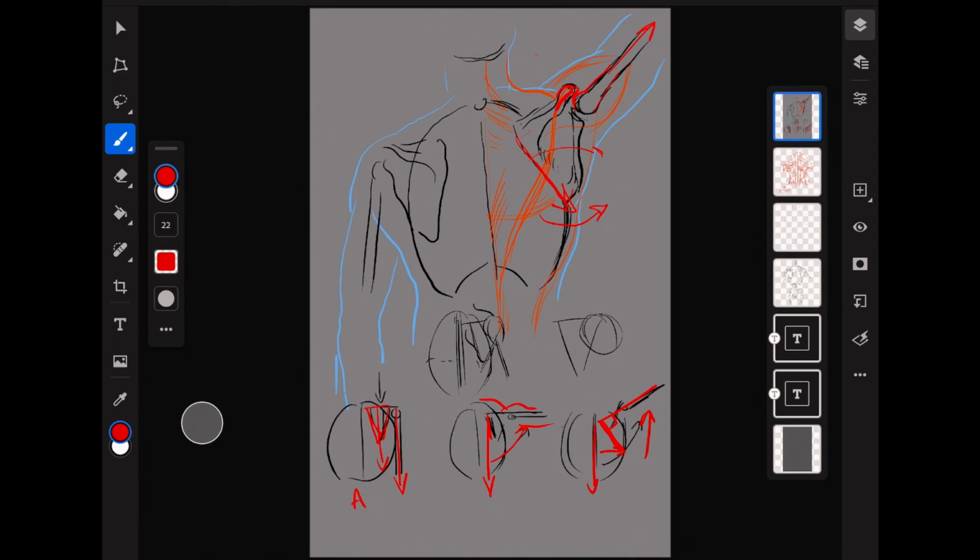Okay, so that covers very briefly, very generally, the anatomy of the back. Now, once again, let's talk about what happens when we see this in actual observation and how to deal with it.